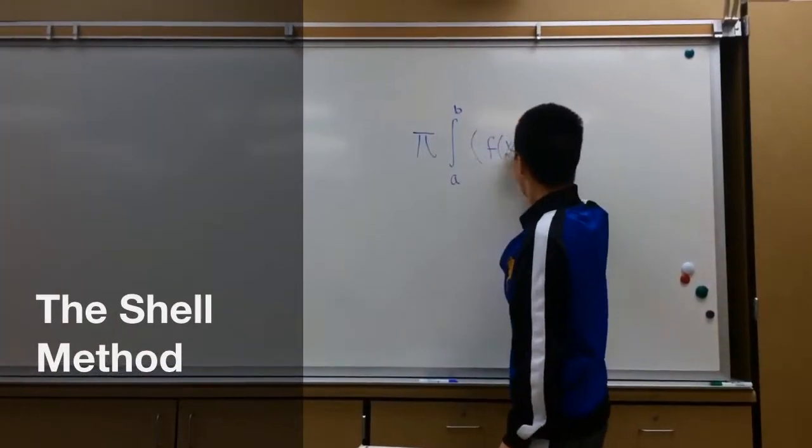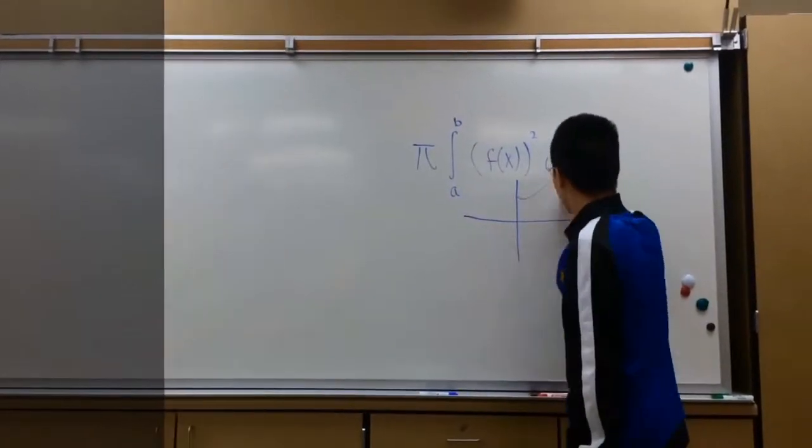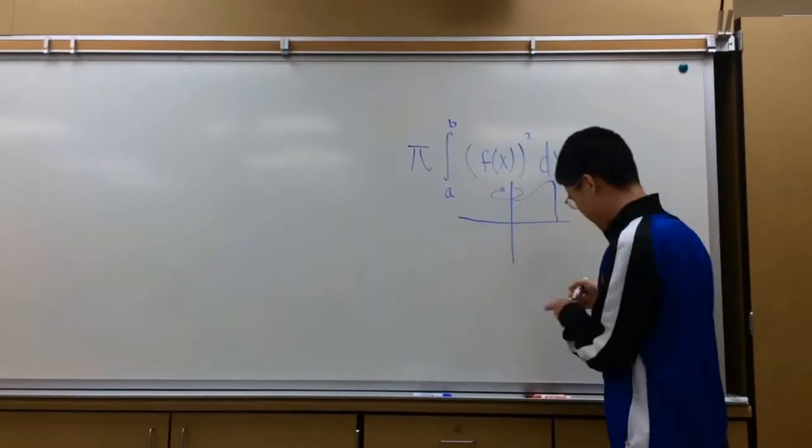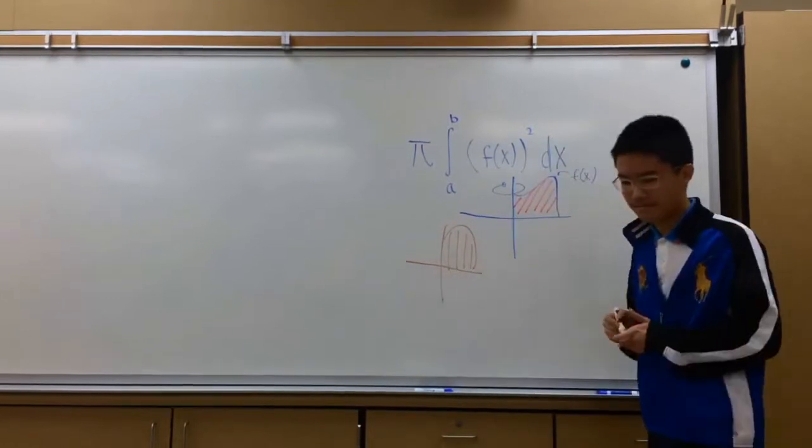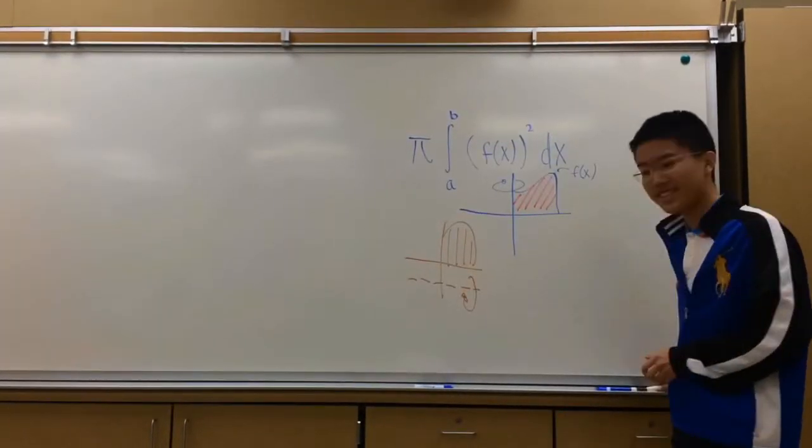Let's go over the shell method. With finding volume the usual way, using the formula pi times the integral from a to b of f of x squared dx, slices of the graph are being taken perpendicular to the axis of rotation, like so.